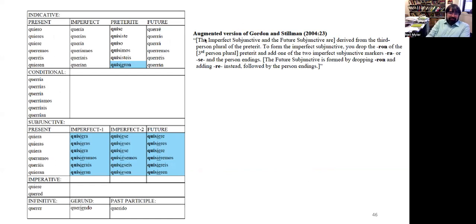Here is a statement of it, which is an adapted, augmented version of a statement from a pedagogical book of Spanish verb tables. The imperfect subjunctive and the future subjunctive are derived from the third person plural of the preterite, like this form here, quisieron, right? To form the imperfect subjunctive, you drop the ron of the third person plural preterite and add one of the two imperfect subjunctive markers, ra or se, and the person endings. The future subjunctive is formed by dropping the ron and adding re instead, followed by the person endings. So the blue here highlights where the morphomic pattern arises.